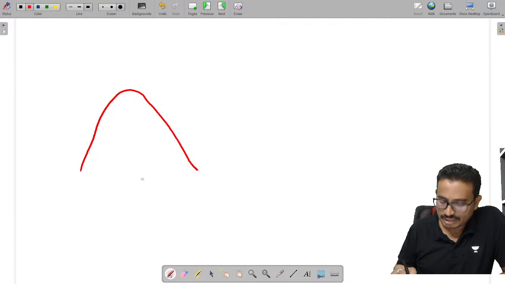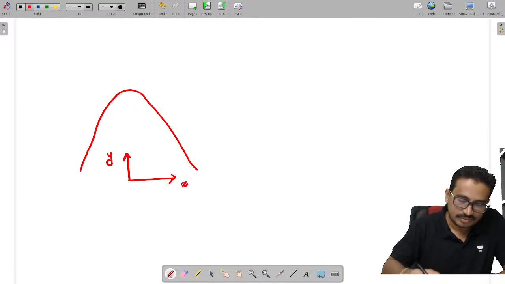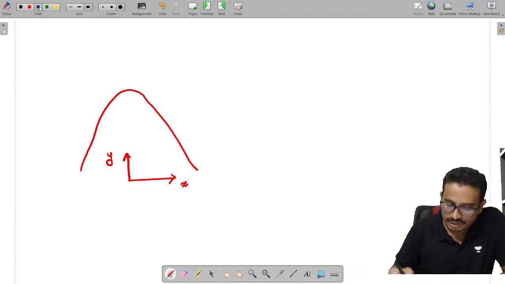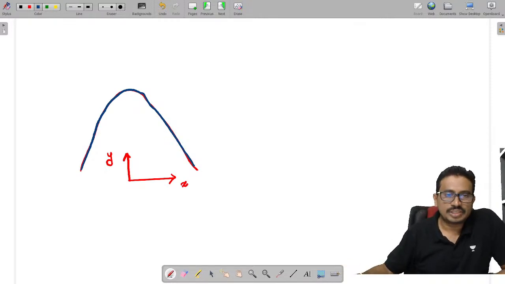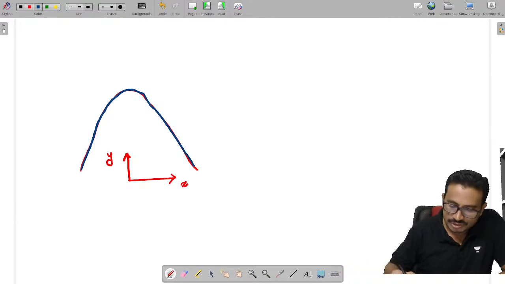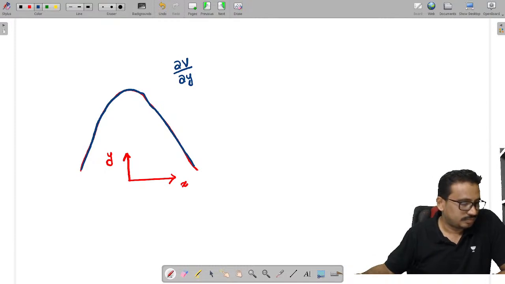Let us say this direction is the x direction and this direction is the y direction. If you see carefully, along this direction, that means along the y direction, do we have any change of the physical function? We have a change along the y direction. We can call this the variation of this function with respect to y.